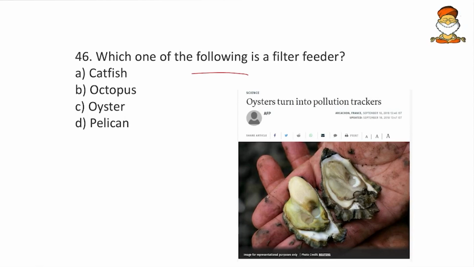Here, which one of the following is a filter feeder? So again friends, even if you know the filter feeder, you can't answer this question. Say for example, you type all these in Google, and Google will show all of them as filter feeders. So here the most appropriate one is the oyster because it is exclusively a filter feeder. But that became knowledge.